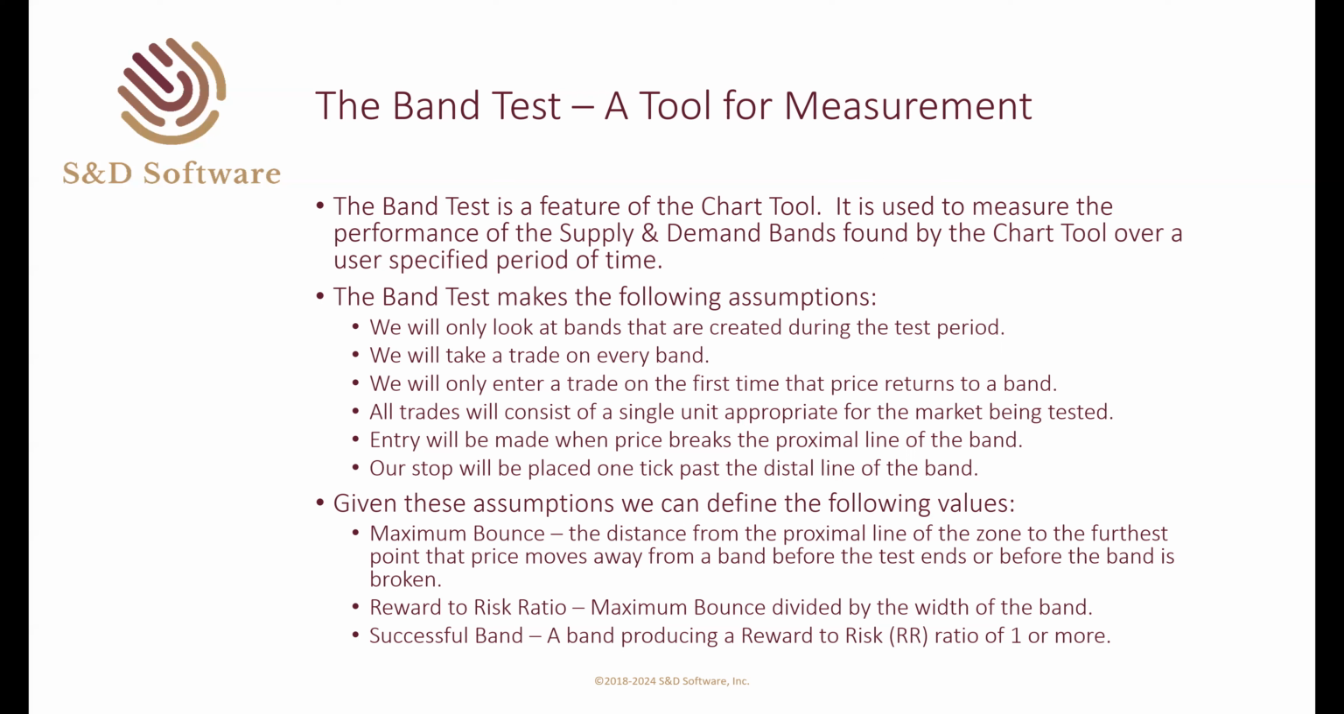We can also go in and define a reward to risk ratio. That would be the maximum bounce divided by the width of the zone. And we're going to say a successful band is one which produces a reward to risk ratio of at least 1 or more.